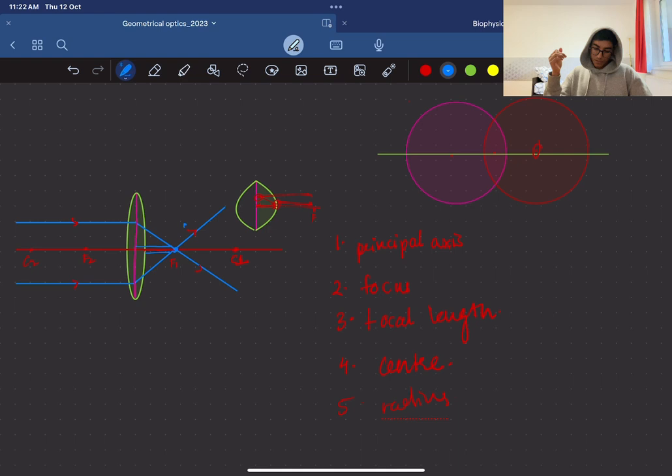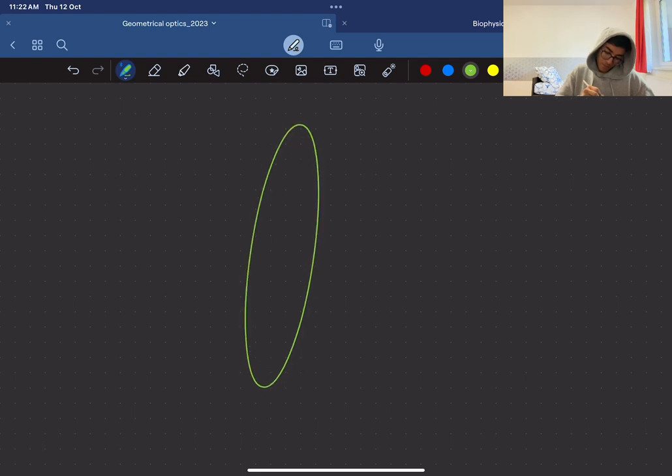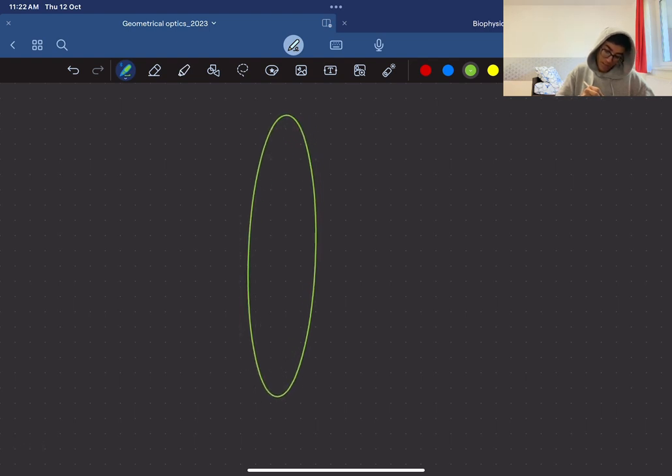Now, I'm going to teach you two rays. Just two simple rays, so that you can understand how a ray diagram works. Okay? Let me draw a lens here. Let me draw it big now. Now see, this is the fattest lens, but it's not supposed to be this fat. Okay?